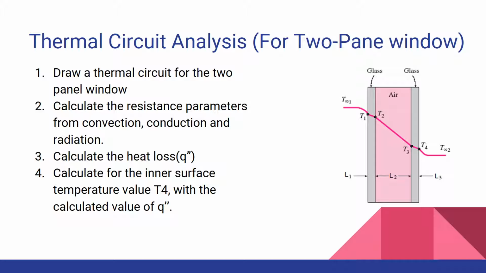Like in the first problem, we first start by the thermal circuit analysis. We first draw a thermal circuit for the two-pane window. Our second step was to calculate the resistance parameters from convection, conduction, and now the addition of radiation. Our third step was to calculate heat loss. And our fourth step was to calculate the inner surface temperature at T4 with the calculated value of heat loss.